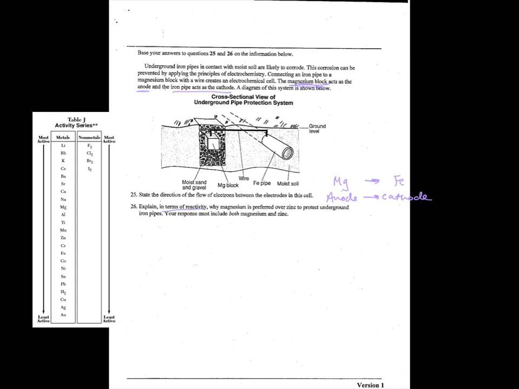Okay, so we need to explain in terms of reactivity. Magnesium and zinc. Magnesium's here and zinc is over here. Magnesium is more active than zinc. It is more reactive than zinc. And that's all you need to say. You don't need to get into further detail. You just need to explain in terms of reactivity. You need to mention reactivity and mention both magnesium and zinc. Magnesium is more reactive than zinc. And that's it. And we're finally done.